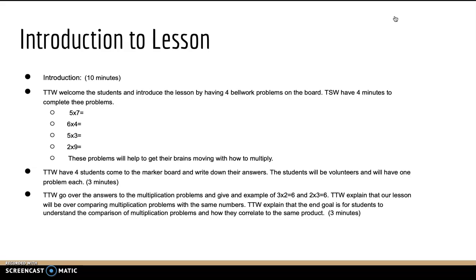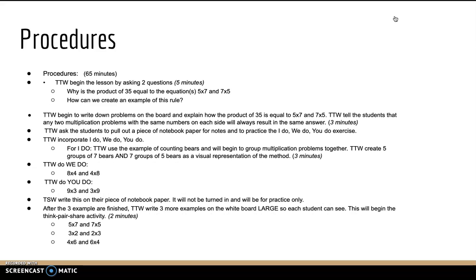which is comparing numbers in an equation that have the same product. So I'm going to explain that the end goal is for students to understand the comparison of multiplication problems and how they correlate to the same product.